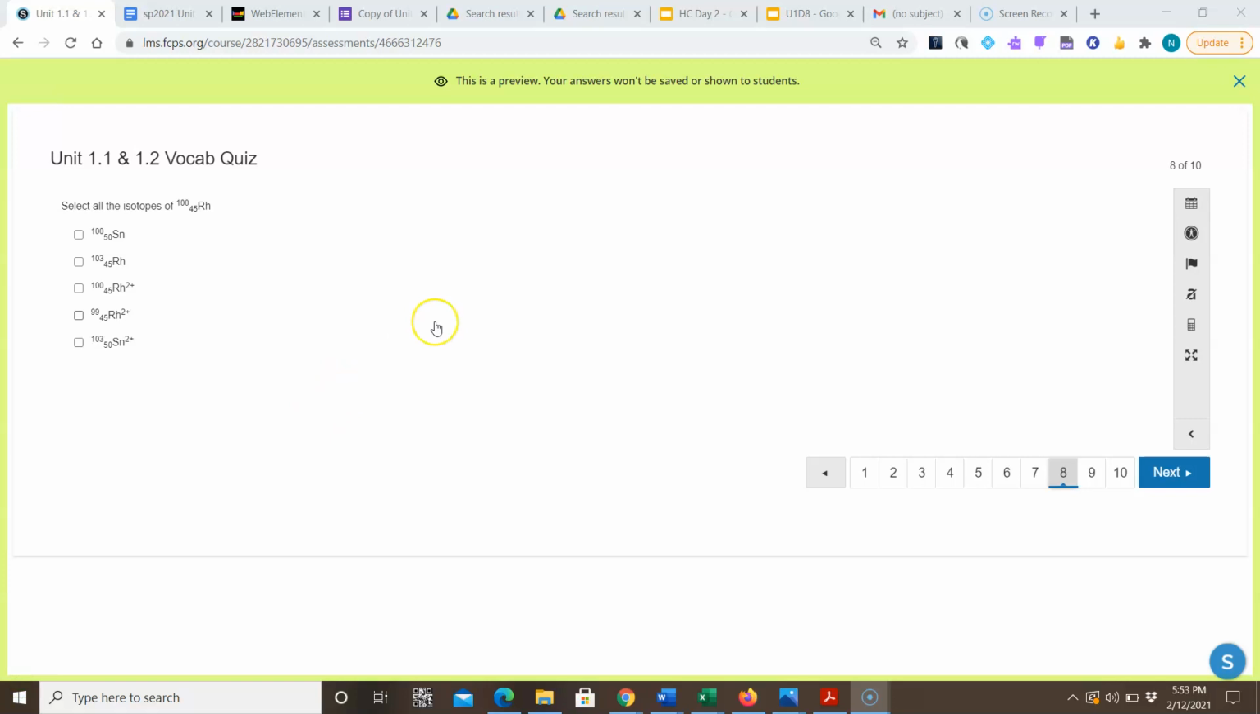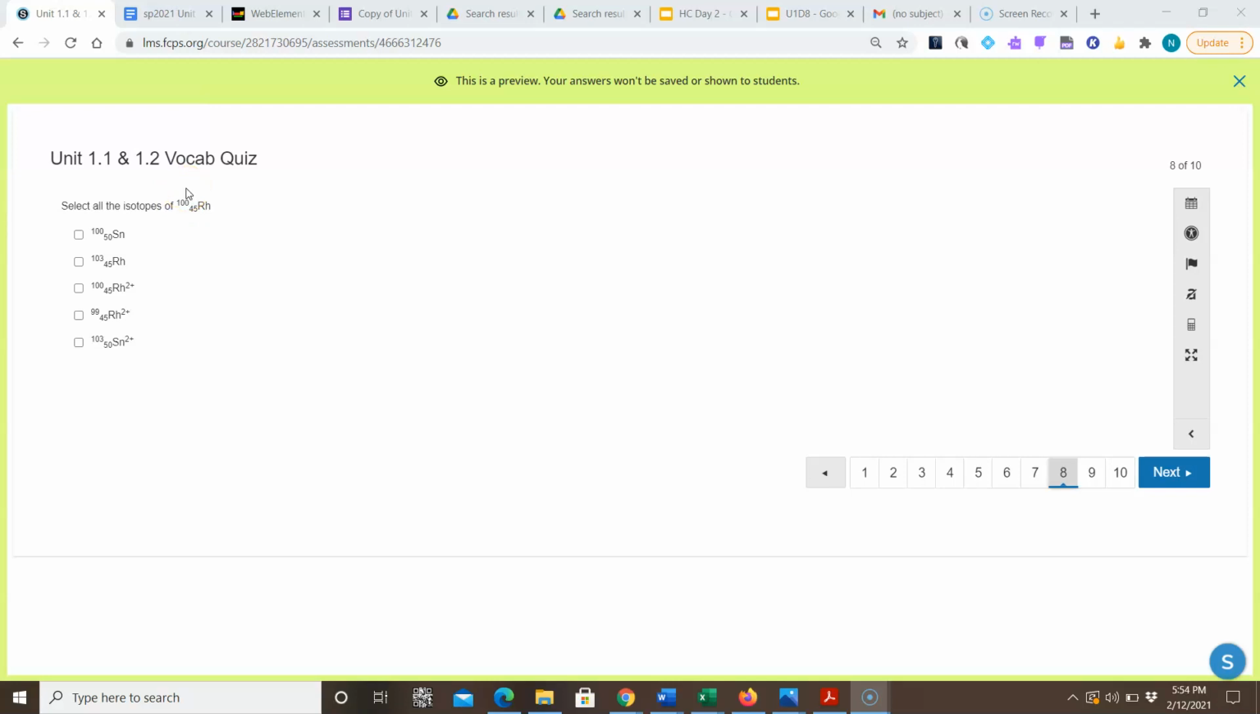Okay, the last one I want to go over is the one about the isotopes of rhodium. So remember, isotopes have the same atomic number because they have the same number of protons, which means they're the same element. The number of protons equals the atomic number, which identifies the type of element. So if you have the same number of protons, that is, the same atomic number, you're the same element. So that bottom number, the atomic number, stays the same. The top number, the mass number, changes because isotopes are the same element, but they have different numbers of neutrons.